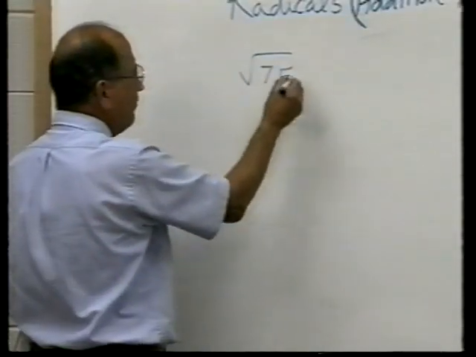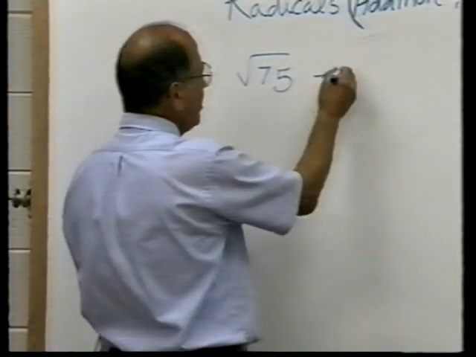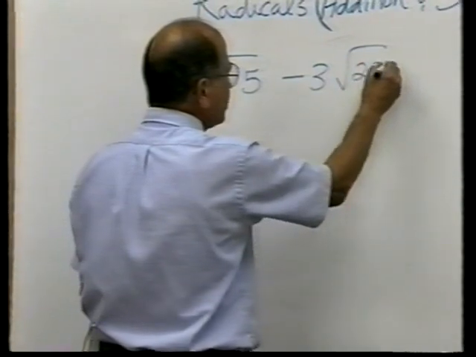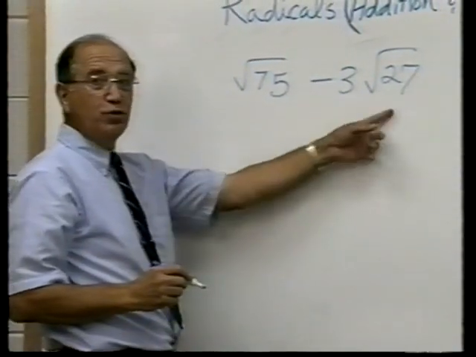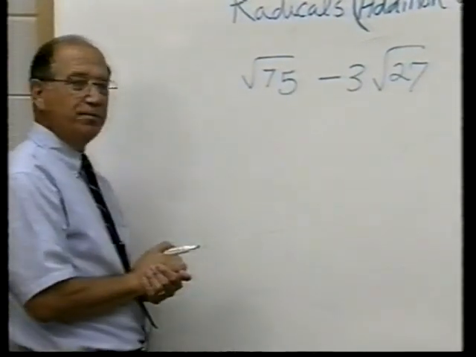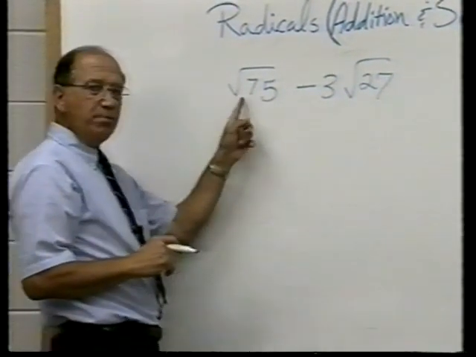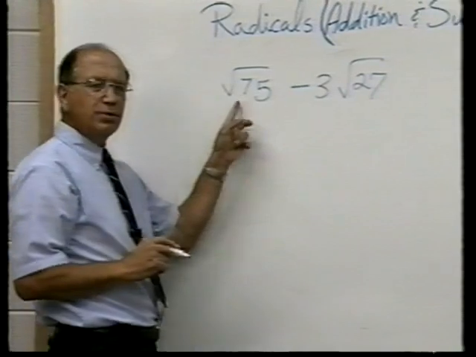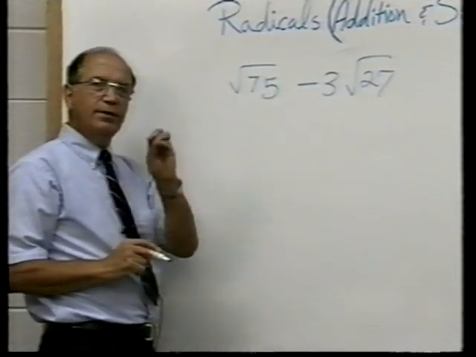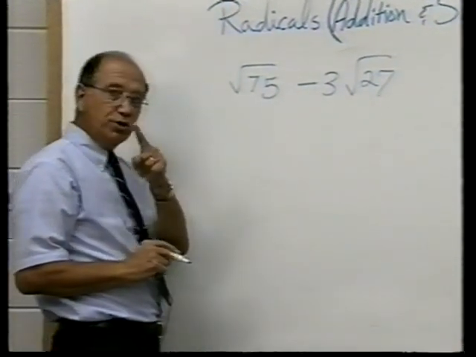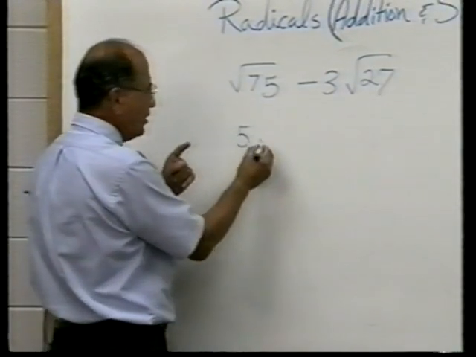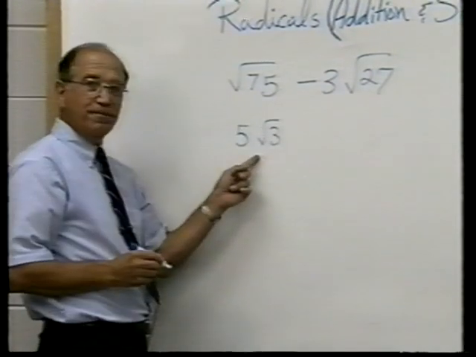Another example. Radical 75 minus 3 radical 27. Notice the 2 radicals are not the same. We cannot subtract them. So what must we do? Simplify. Can you simplify the square root of 75? Yeah, because that's made out of 25 times 3. The square root of 25 is 5. So the answer is 5 radical 3.